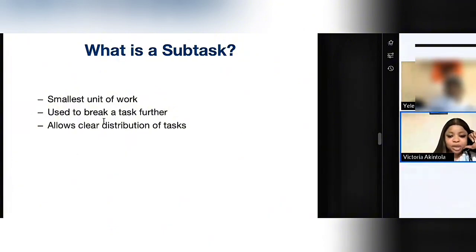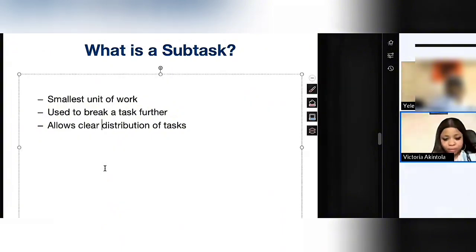Okay? So it's used to break a task further. Now, this is not used to break a user story. Make sure you know the hierarchy. Please remind me of the hierarchy, where we started from. How does this Jira work structure start? Where do you start from?